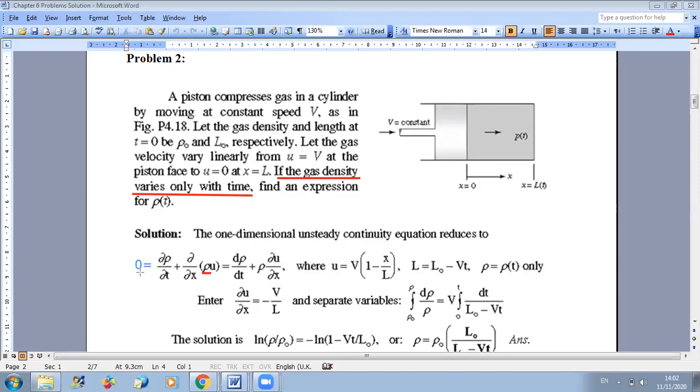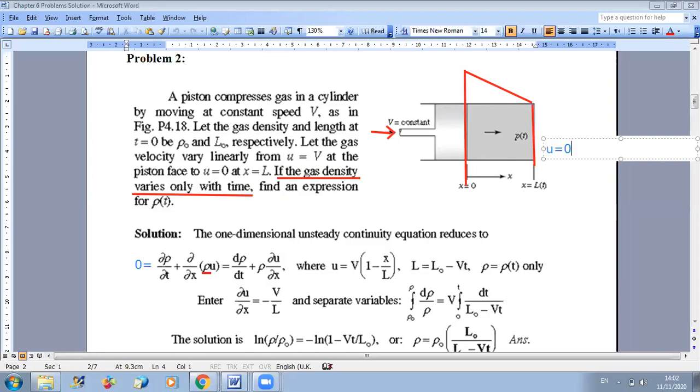Okay? Now, how to continue? To be able to continue my problem, I should find u function of x because I want to derive u with respect to x. And in the given, they gave me the hint. They said that assume u varying in a linear way, and they said that at x equal to 0, we have velocity equal to v, which is a constant, okay? And at x equal L, so at the end of my piston here, the condition is that u is equal to 0.